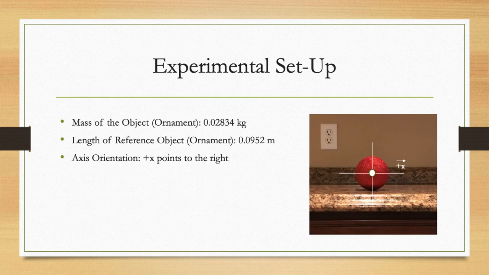So, experimental setup. The object I chose to observe was a red ornament because its color made it easily distinguishable from the surroundings. Its surface was smooth and it was spherical in shape, ensuring that it would roll on the tabletop smoothly. I was able to find the mass of the ornament online and made sure to measure its diameter so that I could use it as a reference length in Tracker. I also chose to orient the horizontal axis so that the positive x direction was to the right.